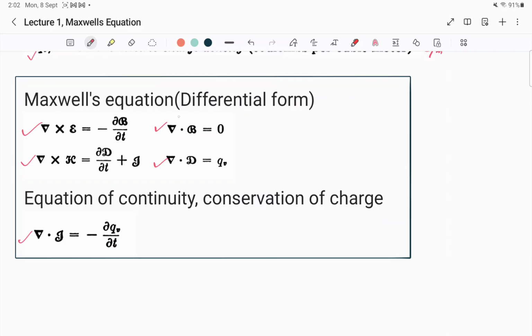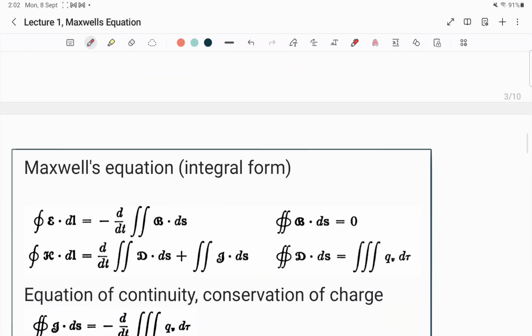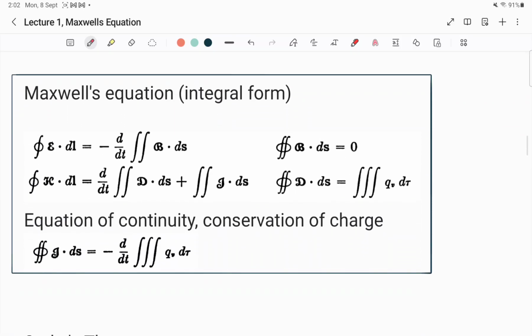Why? Because we have used the differential operator del and we have used the partial derivative delta by delta t. So that is why they are known as differential form. Okay. Next we will see Maxwell's equation in integral form.